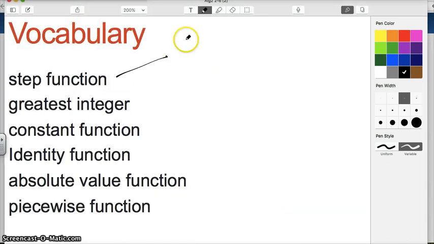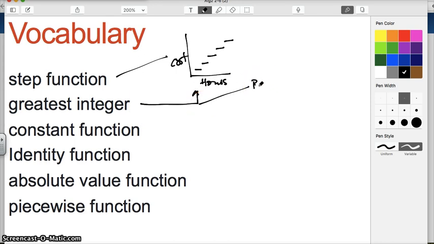The step function is a function that has different layers or different steps in it. And those steps oftentimes refer to payment or cost. The example we did was cost and hours in a parking lot. A greatest integer function is a type of step function, but it's the one that I refer to as the birthday function. It is written as y is equal to double bracket x, double bracket. Sometimes it's called a floor function. And it has a specific open circle, closed circle situation.